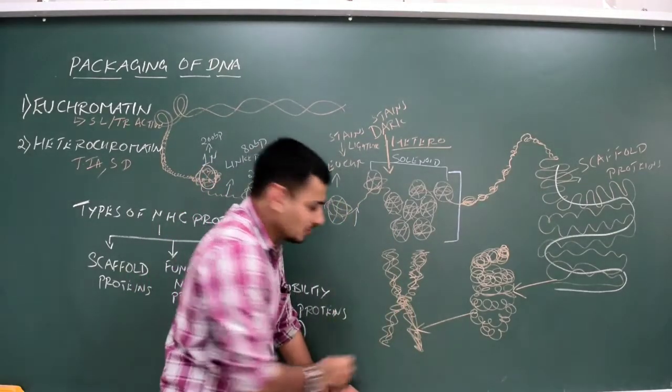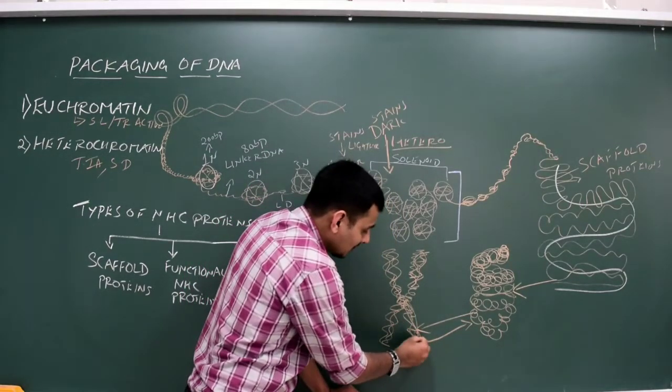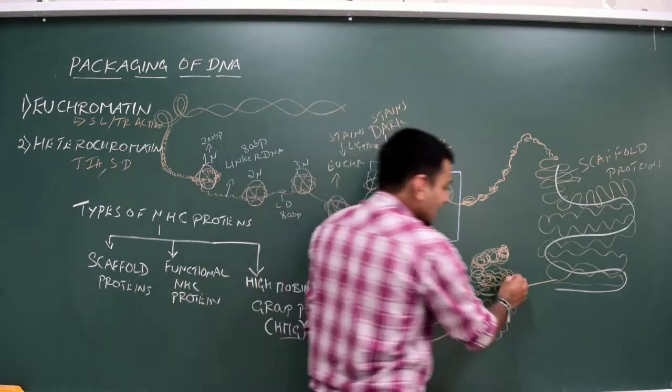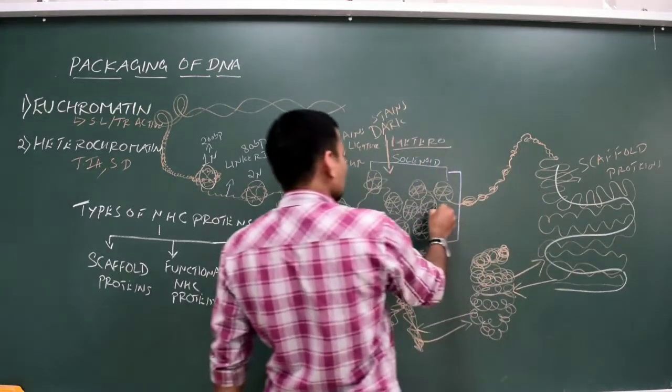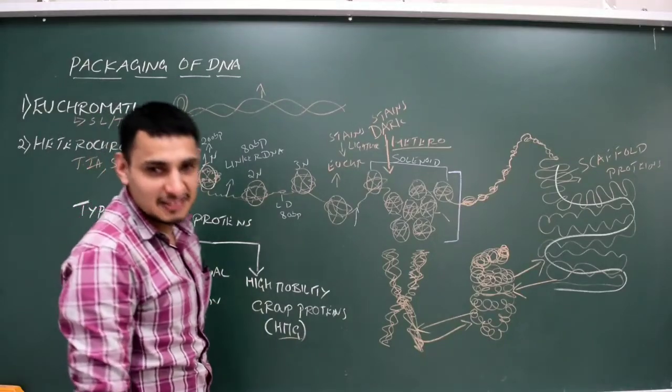Ultimately, it becomes a chromosome. So from higher to lower, how do you go? Chromosome. Take a small segment of it, zoom it. You see this. Again, zoom it. You see this. Again, zoom it. You see this. And finally, ultimately, at last, you see DNA. This is it. Got it?